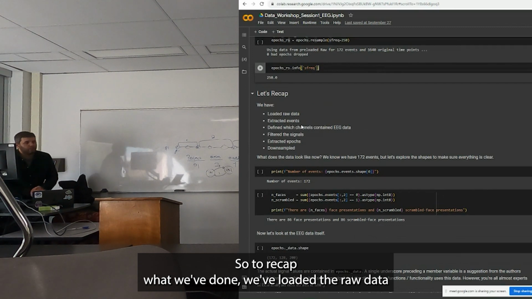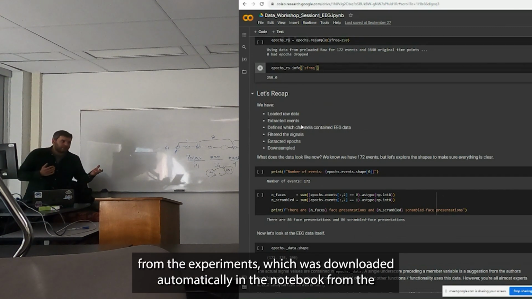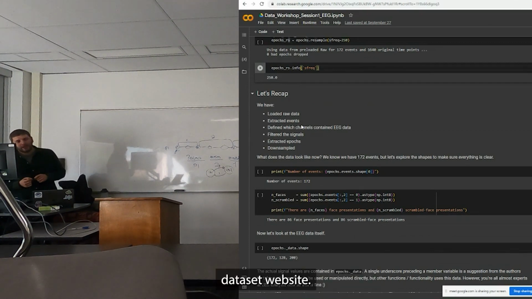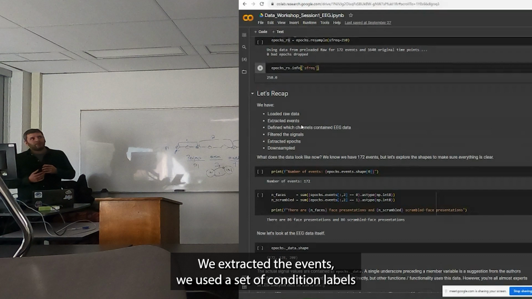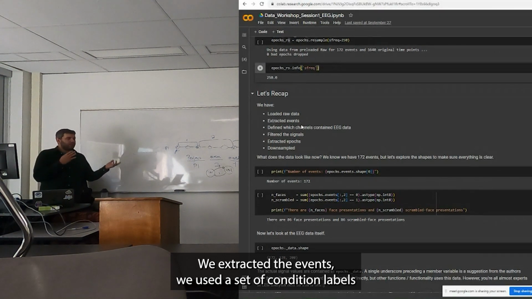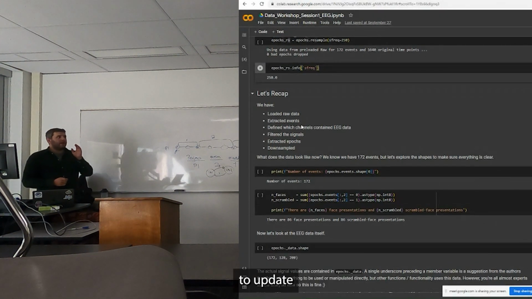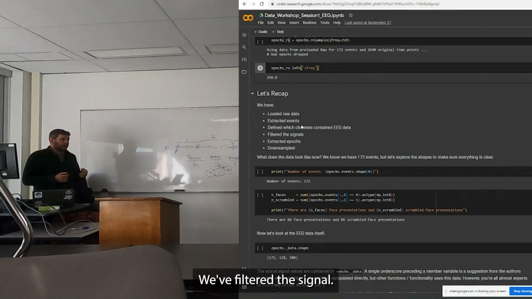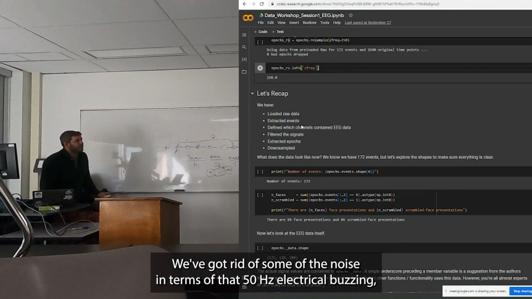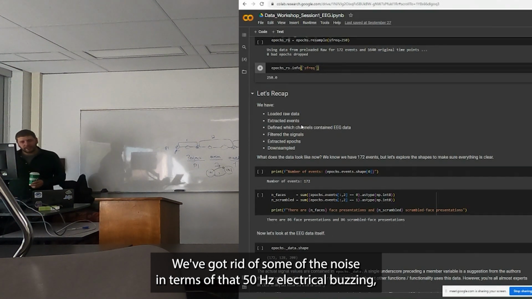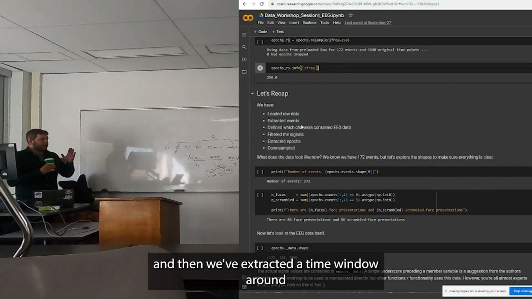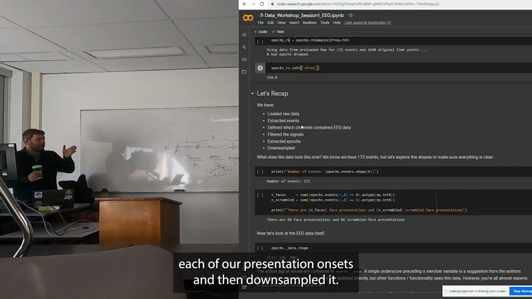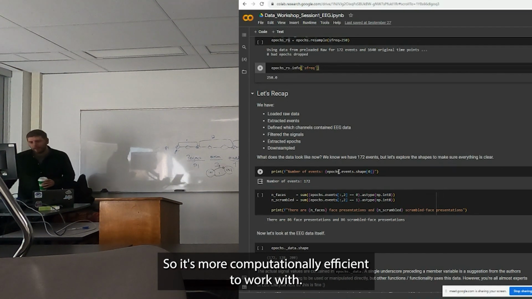So to recap what we've done, we've loaded the raw data from the experiment, which is downloaded automatically in a notebook from the dataset website. We extracted the events. We used the separate condition labels to update stimulus information in our data structures. We've filtered the signal. We've got rid of some of the noise in terms of that 50 hertz electrical buzzing. And then we've extracted a time window around each of our presentation events and then downsampled it so it's more computationally efficient to work with.